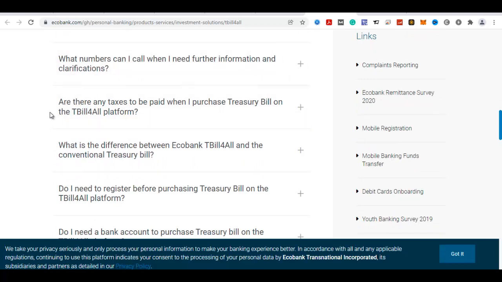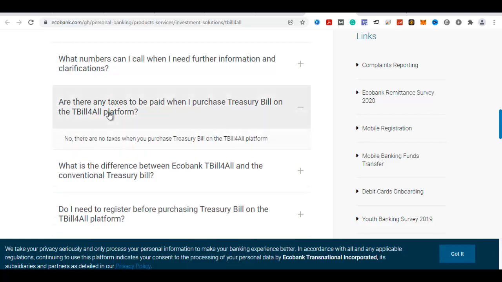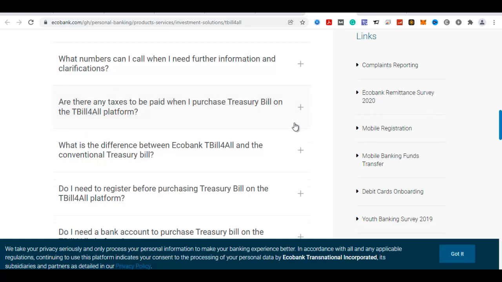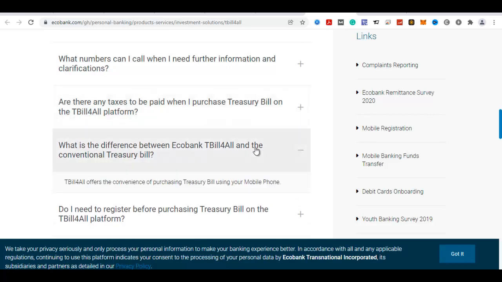Another question is, are there any taxes to be paid when I purchase treasury bills on the TBILL4ALL platform? The answer is no, there are no taxes. When you purchase T-bills on the TBILL4ALL platform, you don't pay taxes. Okay, so your interest is your interest and you earn it fully.